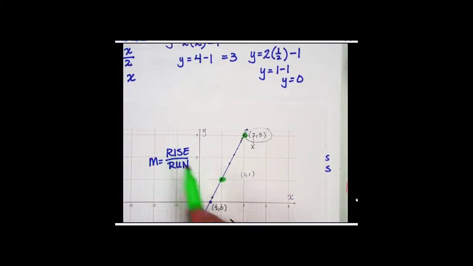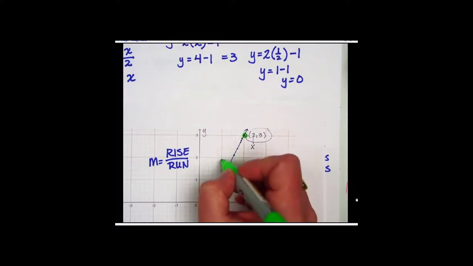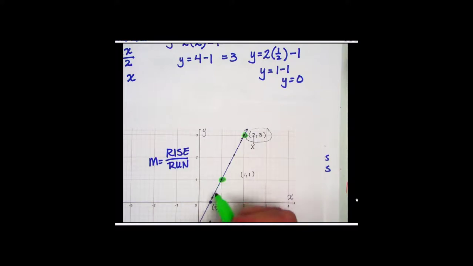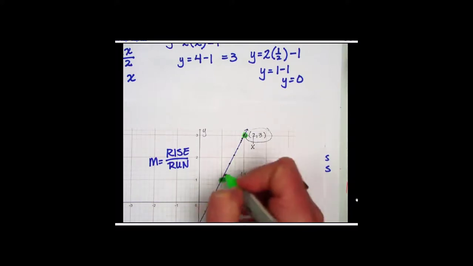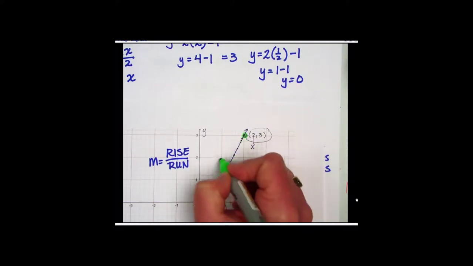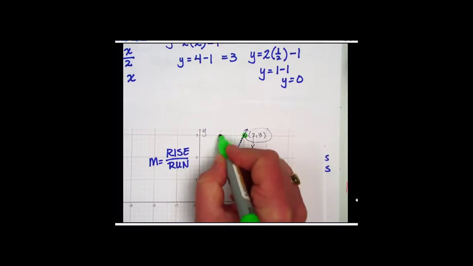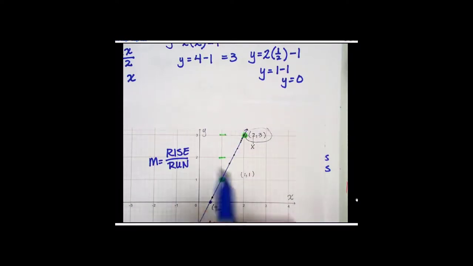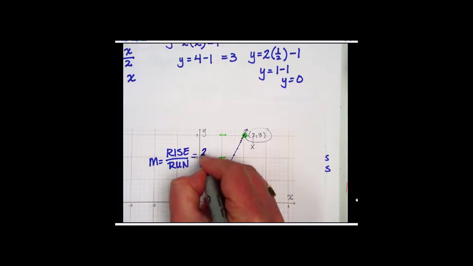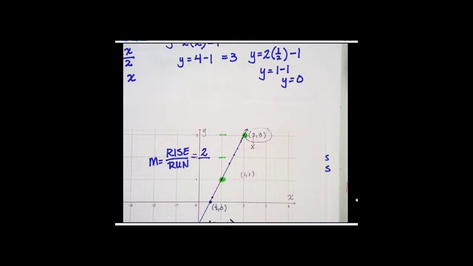And my rise is the number of units I go up or down. So if I go up, it's going to be a positive number. If I go down, it's going to be a negative number. But if I'm going from here to here, I'm going to go up 1, 2 units. So that means in this case my rise is a 2, and now it's positive because I went up.